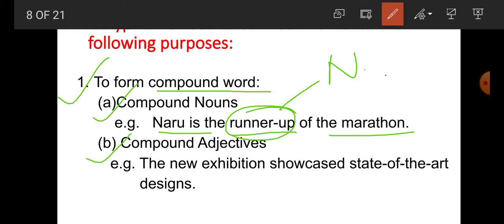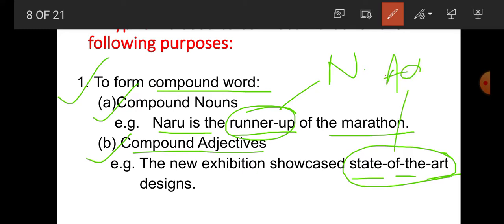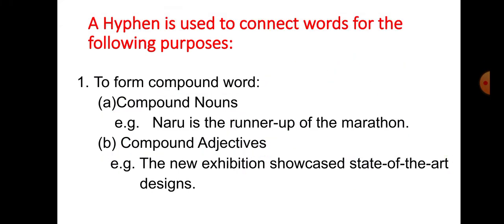Number 2, students, compound adjective. The new exhibition showcased state-of-the-art design. So here state-of-the-art, there are four words joined together with the help of hyphens. And what is this, students? This is an adjective. So here we got that compound words like compound nouns and compound adjectives are joined with hyphens. So this is the use of the hyphen, students.